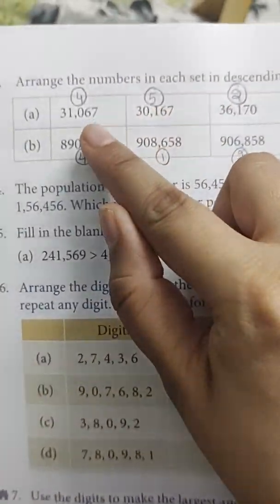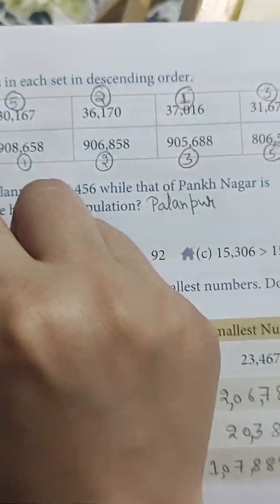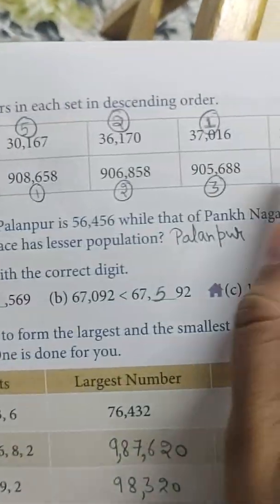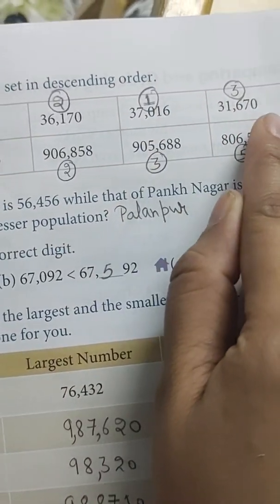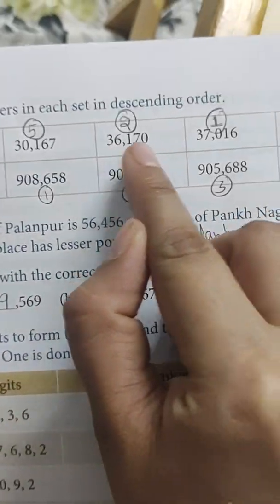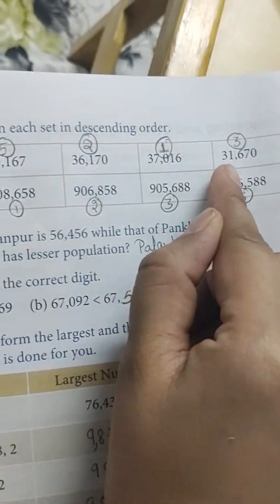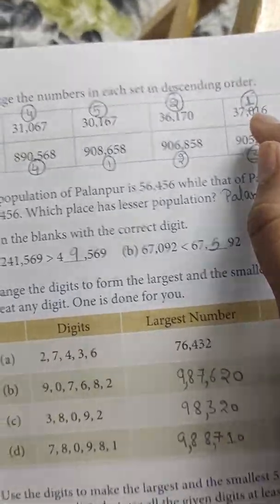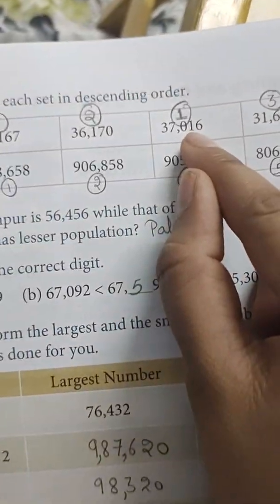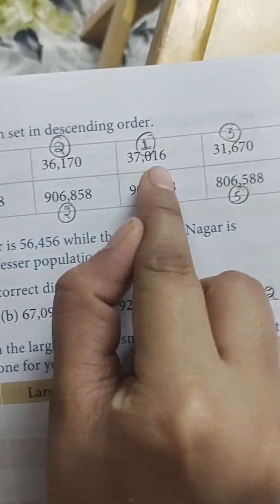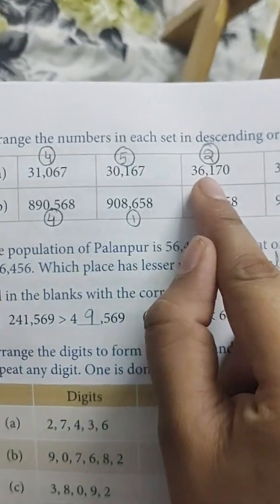As you can see here, firstly count the number of digits. 1 2 3 4 5, 1 2 3 4 5, 1 2 3 4 5, 1 2 3 4 5, 1 2 3 4 5. The digit count is the same, so now we will start comparing. 31, 30, 36, 37, 31. Earlier I checked that 37 is the biggest number, so we will put 1 here. Now we have 36. We check whether we have 36. No, we don't have 36, so this is 2.